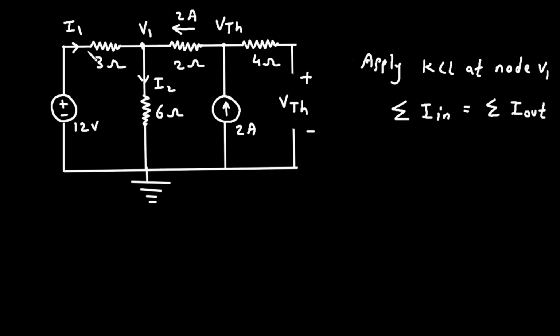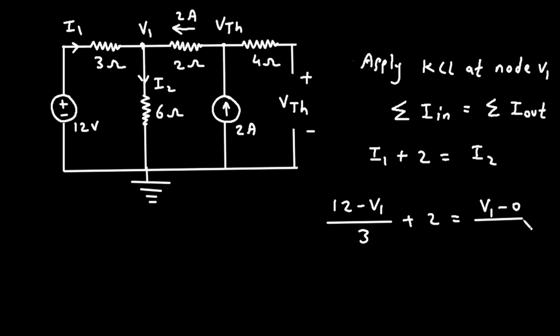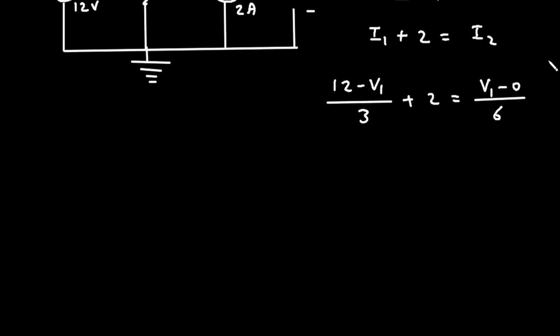Now here at this node entering current is I1. So I1 is the entering current and this 2 ampere is also entering. So I1 plus 2 is equal to leaving current is I2. Now we can write I1 as 12 minus V1 divided by 3, then plus 2 is equal to I2. Now this I2 is V1 minus 0 divided by 6. Now we can easily find the value of V1 from this.